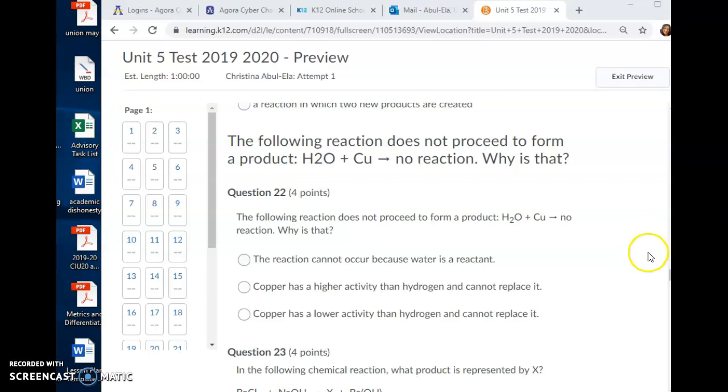Question 22. The following reaction does not proceed to form a product. Water plus copper yields no reaction. Why is that? The reaction cannot occur because water is a reactant. Copper has a higher activity than hydrogen and cannot replace it. Copper has a lower activity than hydrogen and cannot replace it.